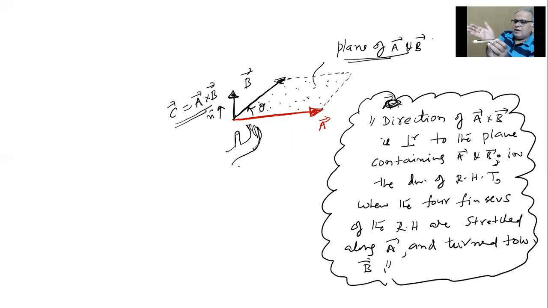A to B, I'm finding out the cross product from A to B. A to B when I do, thumb goes up. B to A when I do, thumb goes down. Do you follow? Yes, sir. So tell me now, what is that you understood?